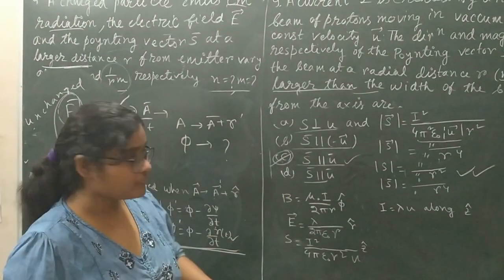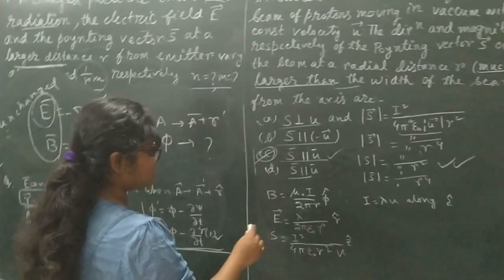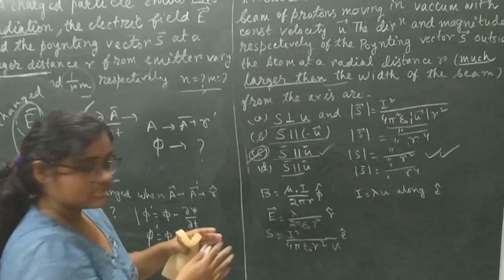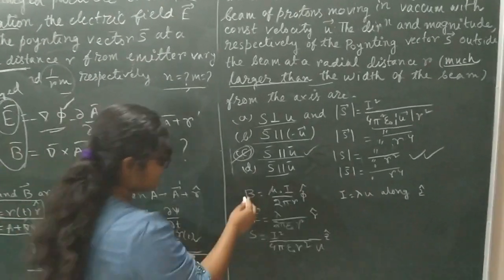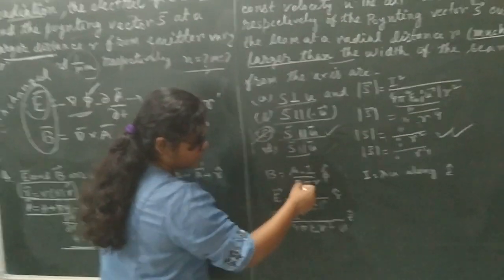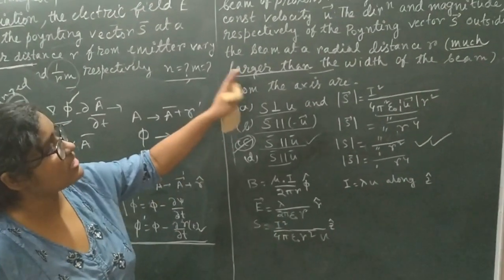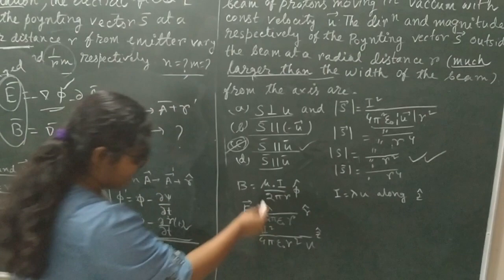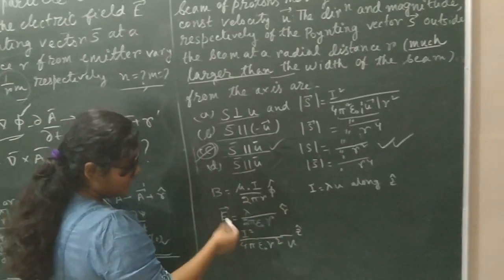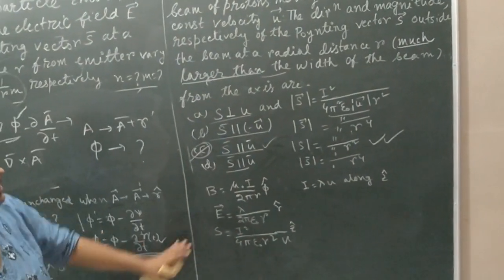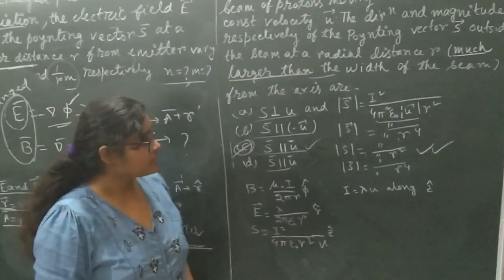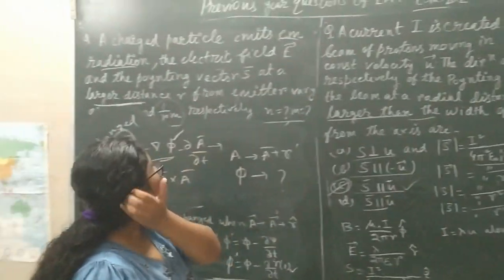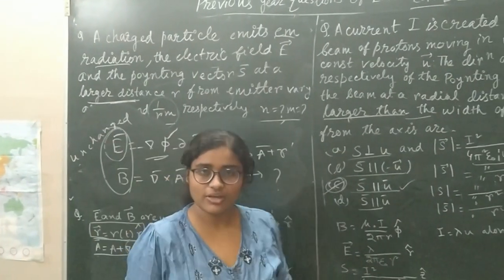But if you want to derive it, then traditionally you have to derive the magnetic field. Suppose the current is along the z direction, so the magnetic field will be mu naught I by 2 pi r, where r is much larger than the width of the beam, and B will be along phi cap. Then accordingly you find out the electric field, then you find out the Poynting vector, and you get the value and direction of the Poynting vector. So these are the questions that were discussed from CSIR 2012.